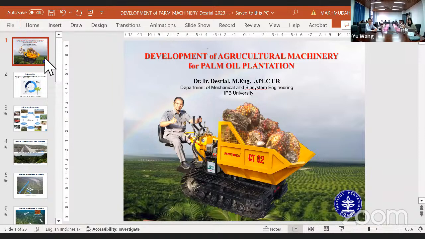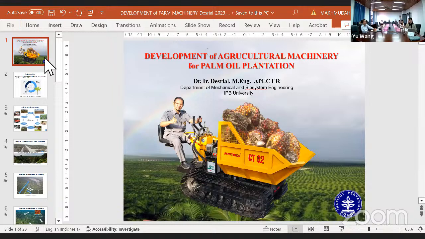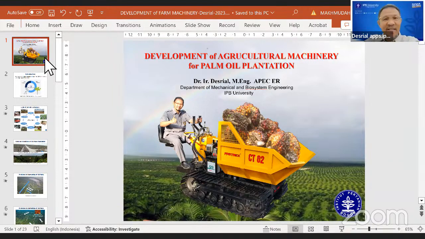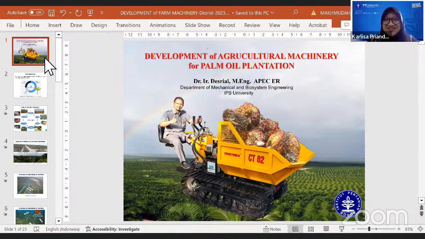Yeah, big track. What is the price, Doctor? How about the price, Dr. Desriel? Oh, the price is about 120 million rupiah. Berapa itu? US dollar? 120 million rupiah is about 8,000 US dollars per machine.